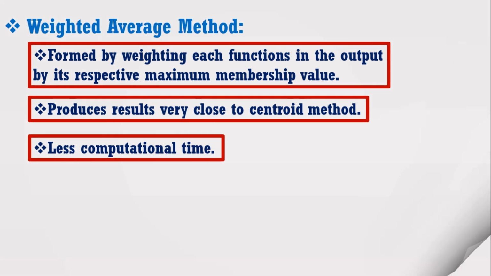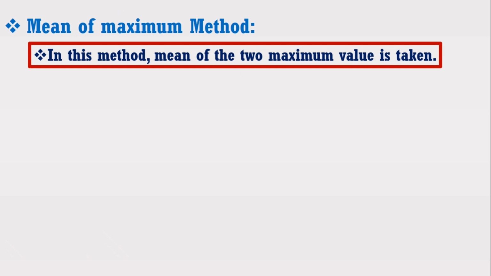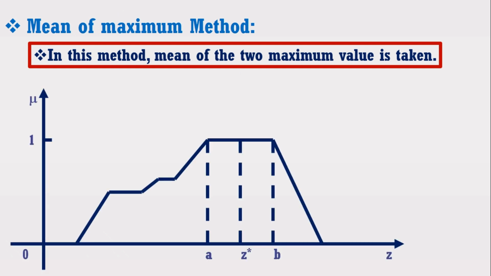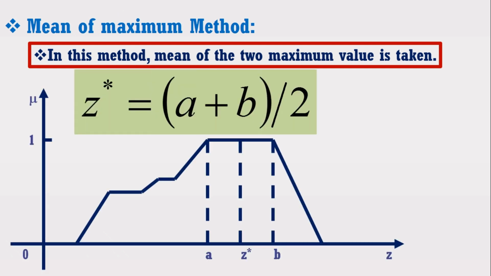Another method for defuzzification is the mean of the maximum method. In this method, the mean of the 2 maximum values is taken. Just look at the figure. You can see from the whole figure only 2 maximum values are taken and its mean is calculated to obtain the defuzzified output. Friends, at this stage we have successfully discussed the whole process of fuzzy logic controller.